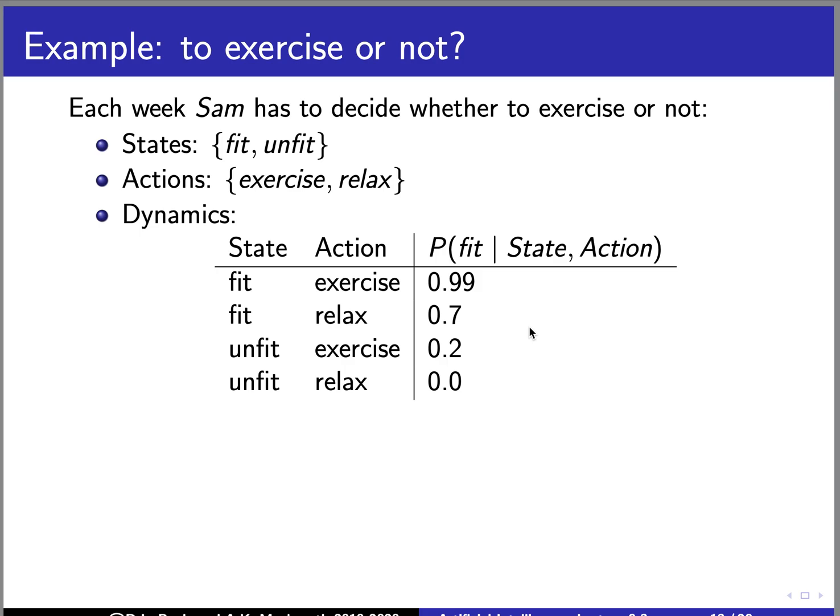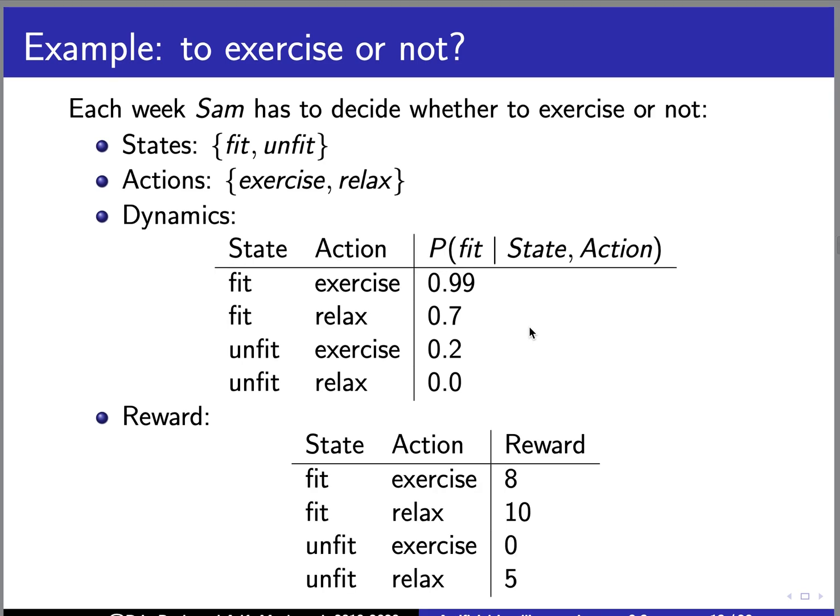Okay. And now we're going to have the reward function. The other part of an MDP is the reward function. And we're going to assume that it's better to be fit than unfit, so the reward's much higher if you're fit than unfit. But it's always better to relax than it is to exercise. So the worst thing is to be unfit and to exercise, that is a reward of 0. The best thing to do is to be fit and relax, which is a reward of 10.